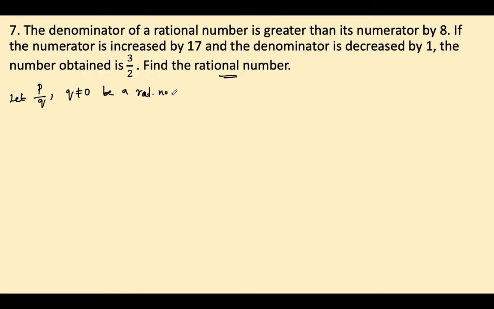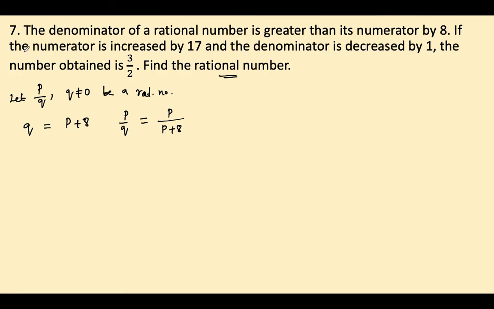Okay. Now what is given in the question, the first condition: the denominator of the rational number is greater than its numerator by 8. The denominator q is greater than the numerator by 8. That means this denominator is equal to p plus 8, the numerator plus 8. So I can write this rational number p by q now as p by p plus 8. I am just replacing q by p plus 8.